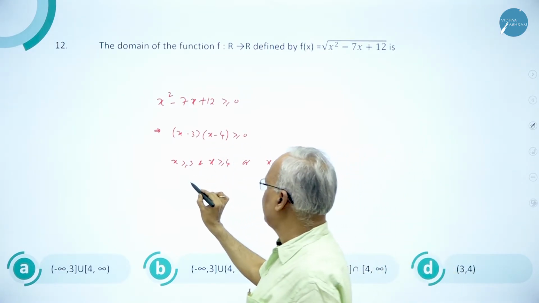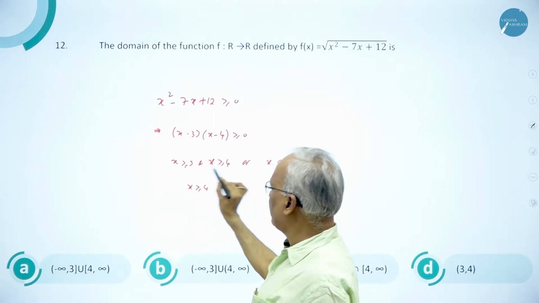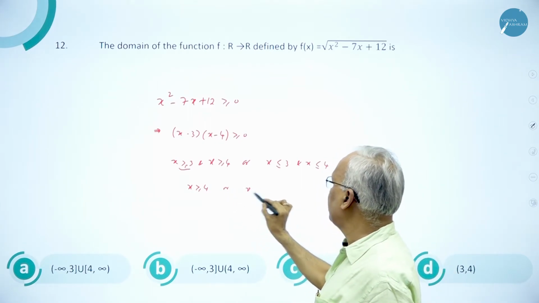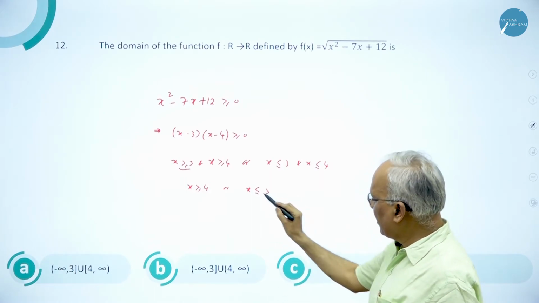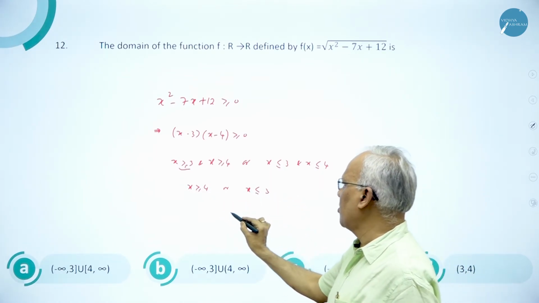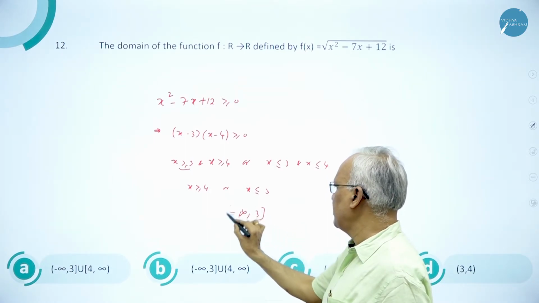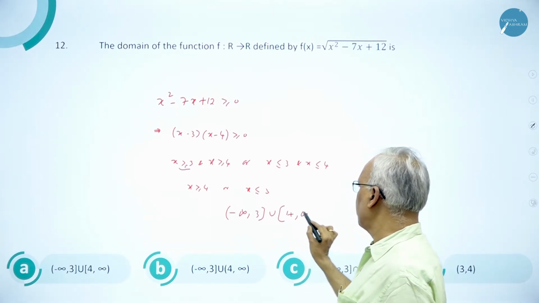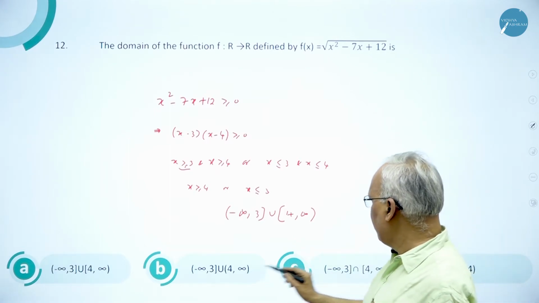So from this I can say x is greater than or equal to 4. When it's more than or equal to 4, it is more than or equal to 3, obvious. Or x is less than or equal to 3. So the domain is either less than 3 or more than 4. So the domain is minus infinity to 3 inclusive of this, union 4 to infinity. So this is the domain of the function, minus infinity to 3 union 4 to infinity.